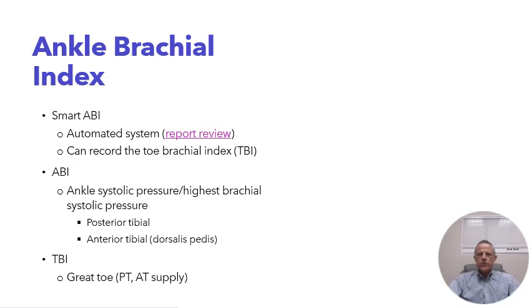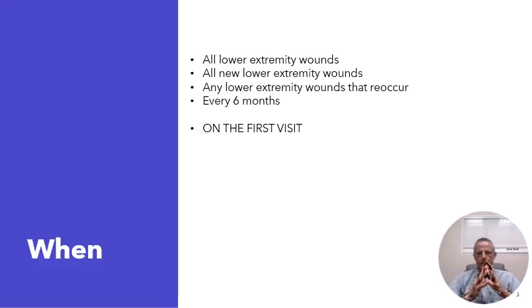Here at WCE, we use an automated system called Smart ABI. This uses blood pressure cuffs at the arm and the ankles to calculate and record the changes in volume of blood below the cuff in the extremity. This gives us an idea of the perfusion. There's also a cuff for the toe. We'll talk more about this in a little bit. In regards to the Smart ABI, there will be a link in the materials at the end of the presentation that is an overview of the information that comes back on the report that the system generates.